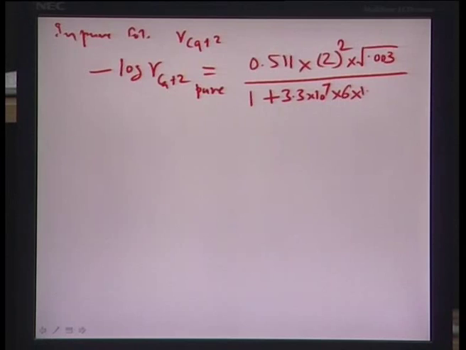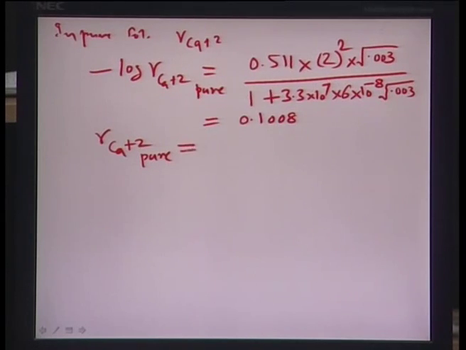So, 6 × 10^-8 is the ion size parameter A in this case, times root of 0.003, the mean ionic strength. So, this comes out to be equal to 0.1008. Okay. So, essentially taking anti-logs on both sides, the gamma value or the activity coefficient of the pure Ca+2 comes out to be equal to 0.793 in this particular case.